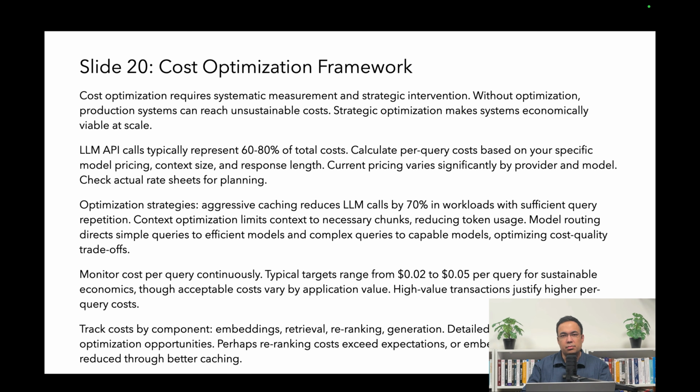The exact numbers depend entirely on your specific volumes and characteristics, but the principle holds broadly. Optimization is essential for sustainability. LLM API calls typically represent 60 to 80% of your total spending.